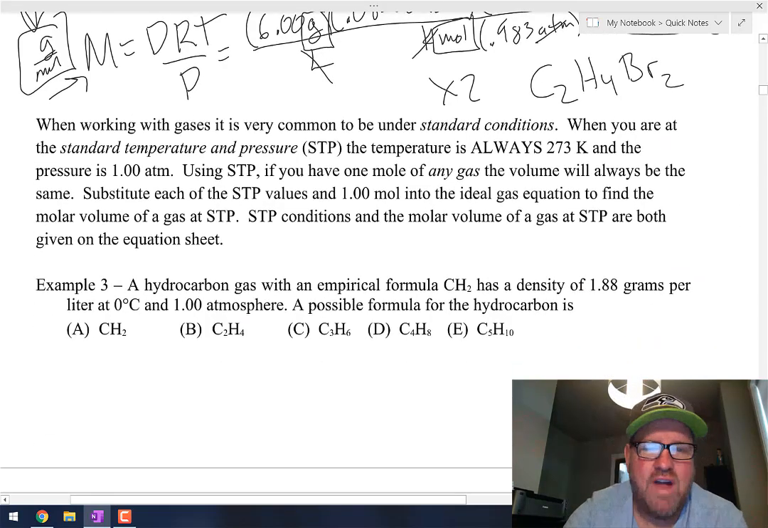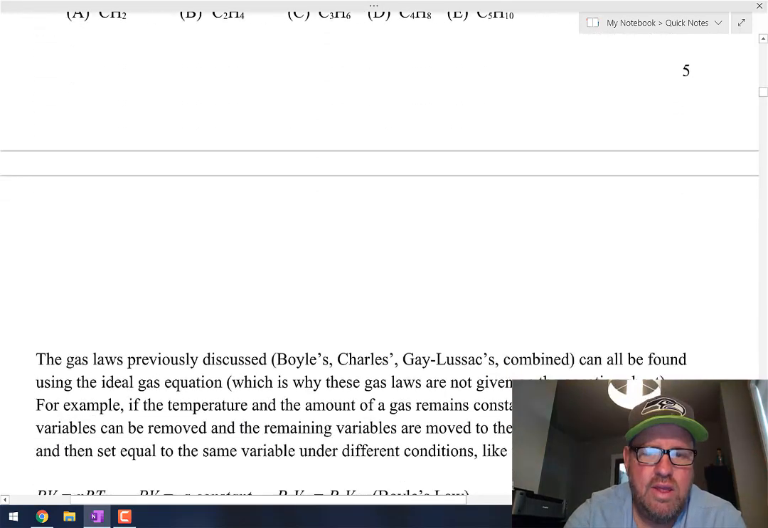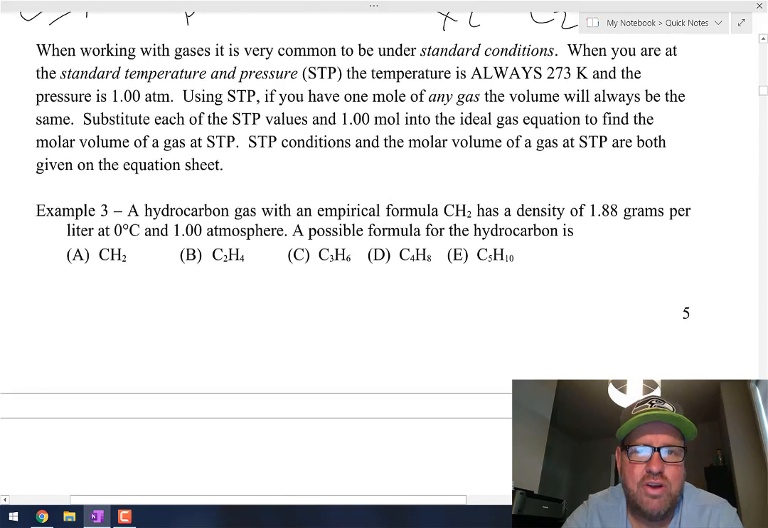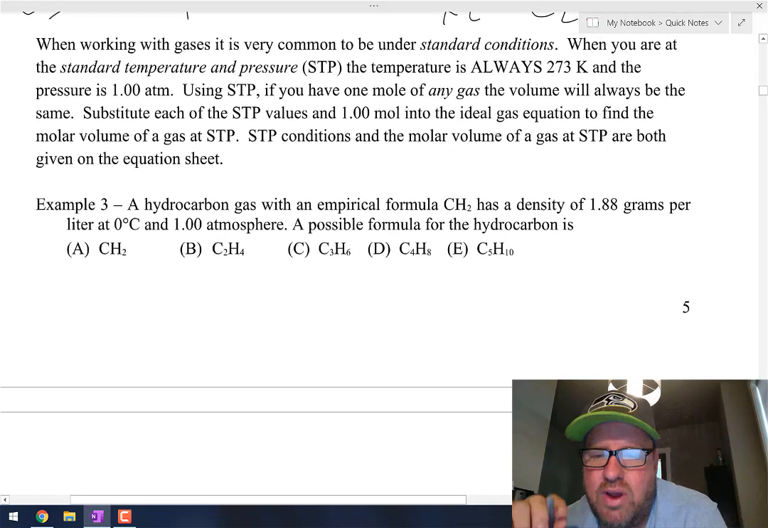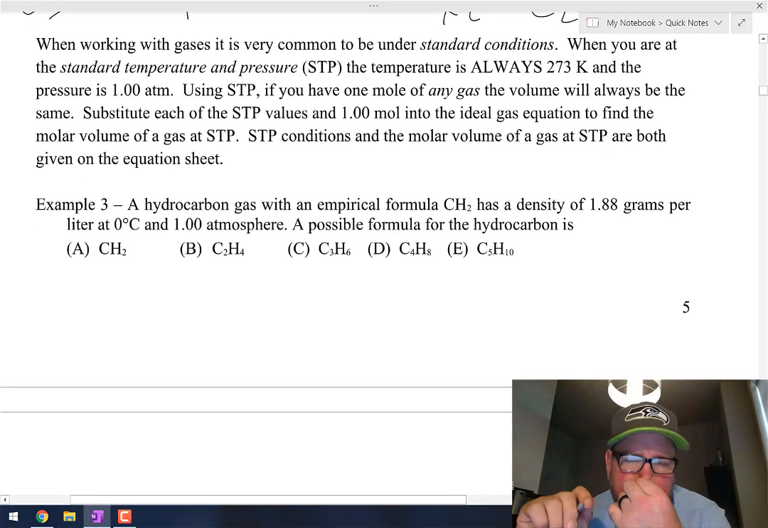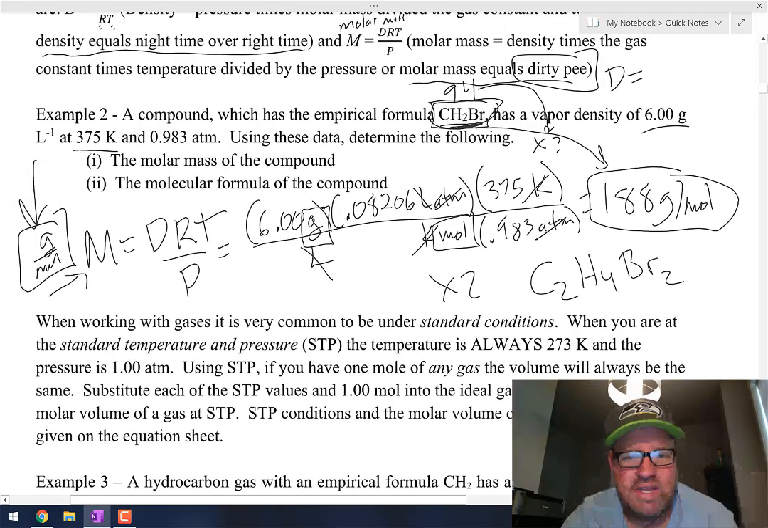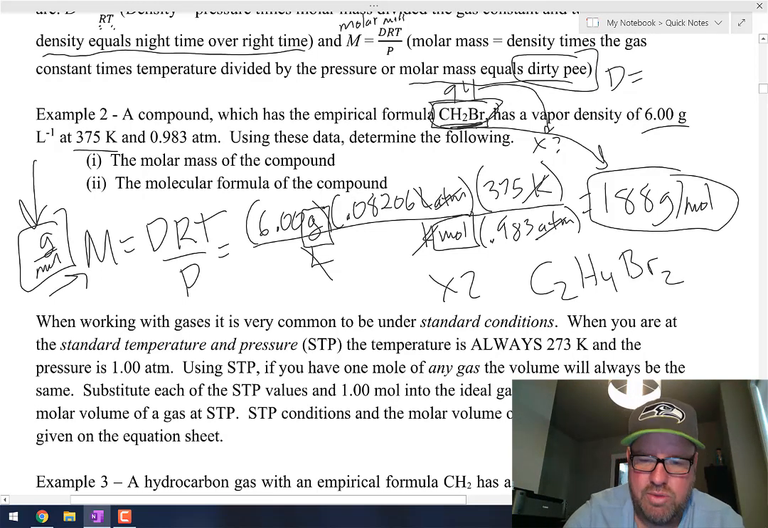And then our final one here for today deals with standard. You know what? Let's go ahead and stop right there for now. We're going to practice the ideal gas equation, we're going to practice the molar mass and density equation, and then in our next video we'll talk about standard temperature and pressure.